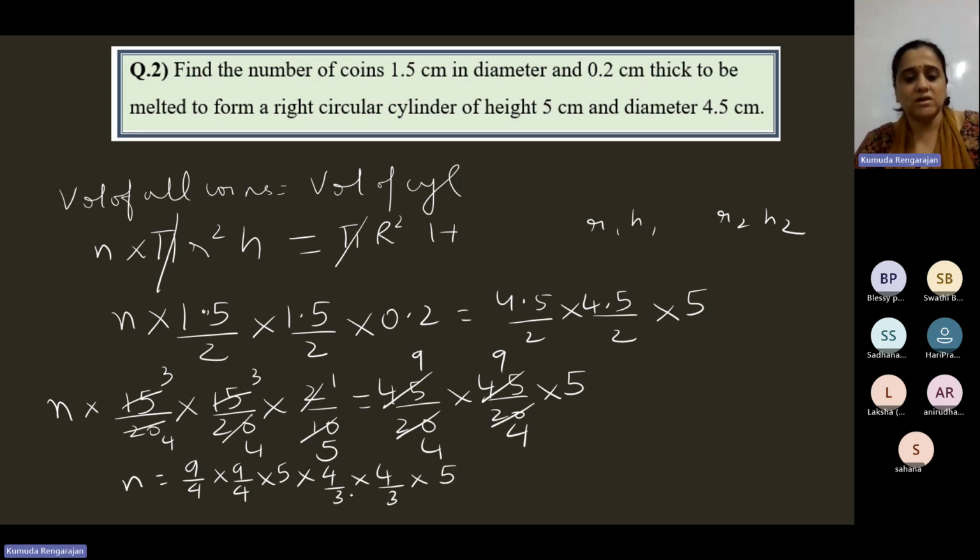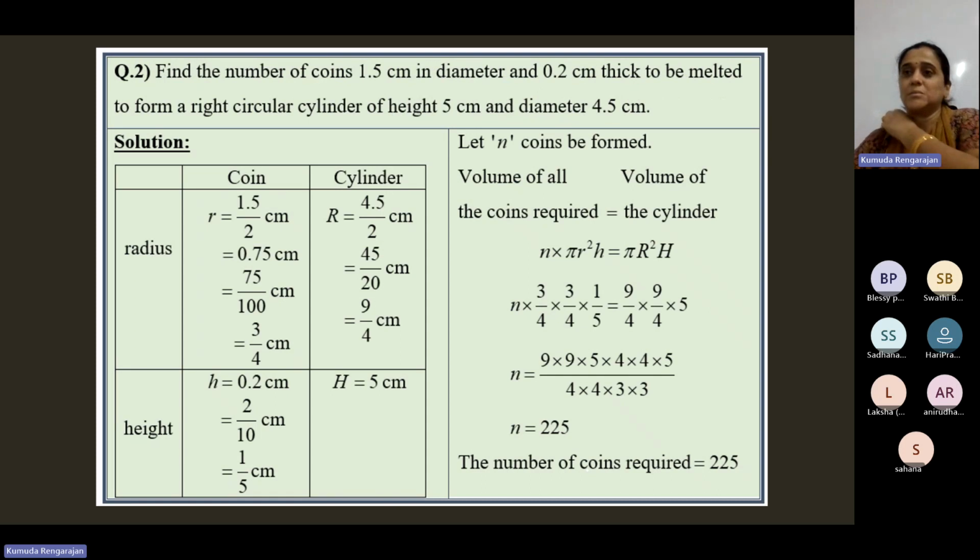Now cancel this. 3 3s are 9. Then 4 and 4, 4 and 4 get cancelled. So 5 5s are 25, 25 9s are 225. So 225 coins have to be melted.